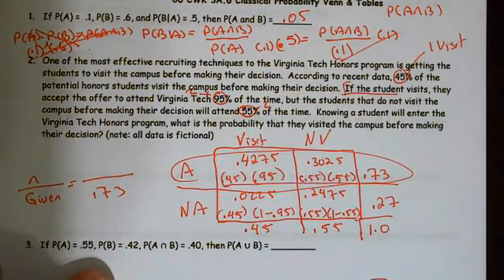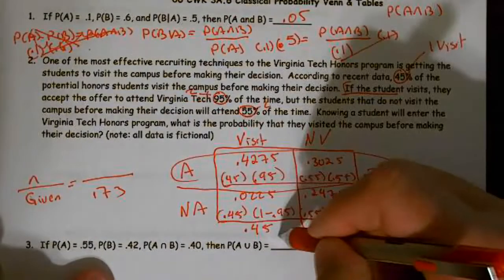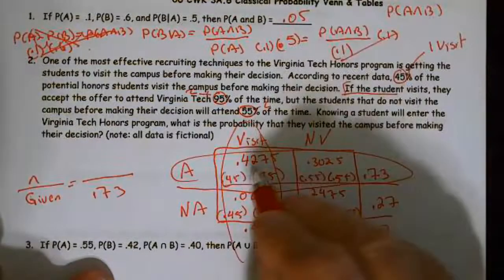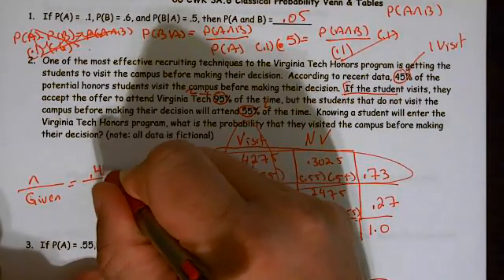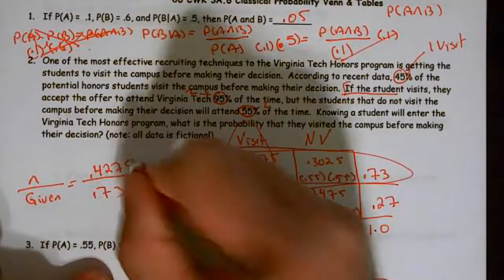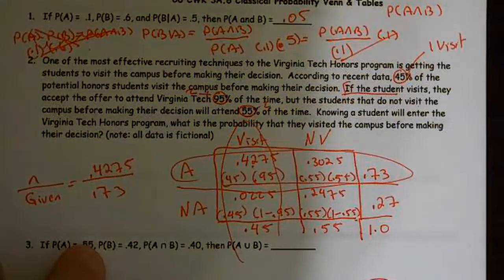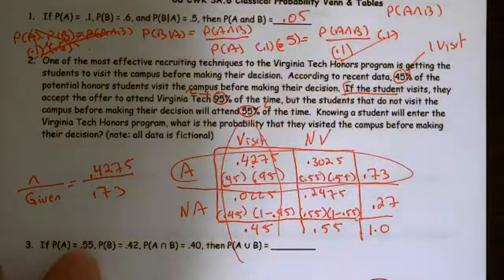And the next question is, what's the probability they visited? Well, there's my intersection of 0.4275. And so that would be our answer to the first one. All right, moving on.